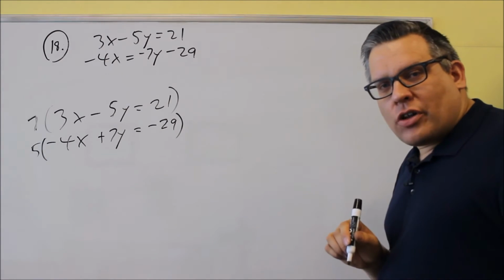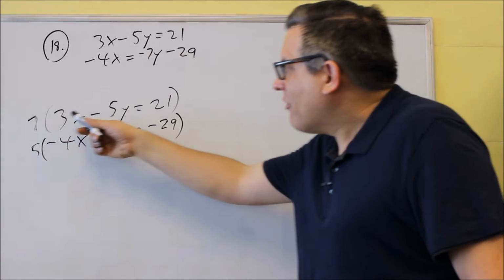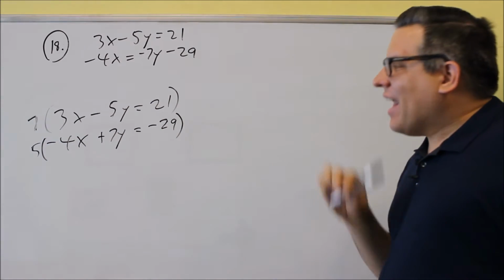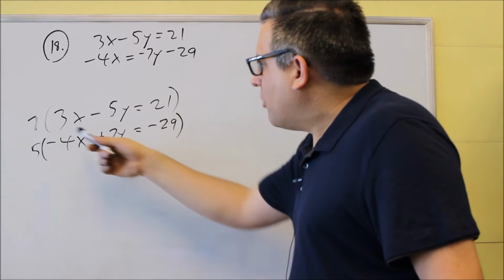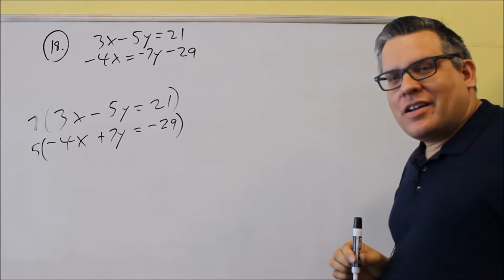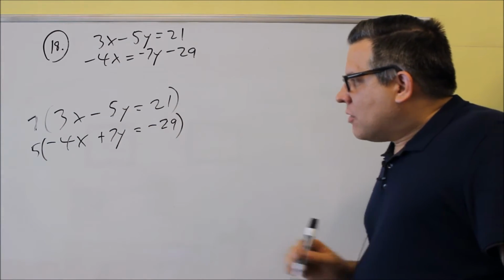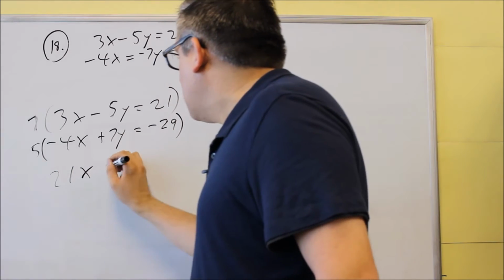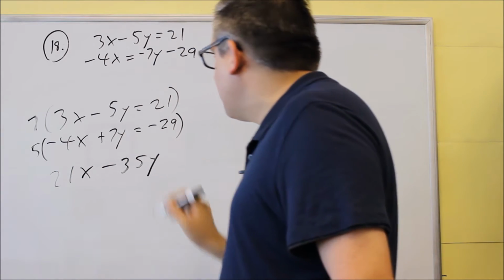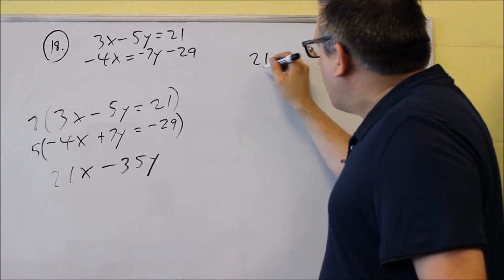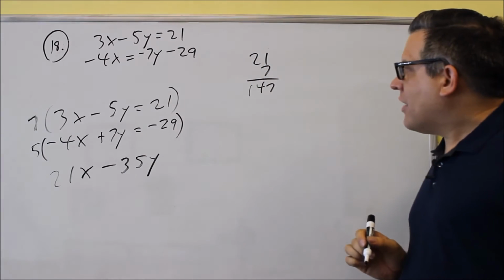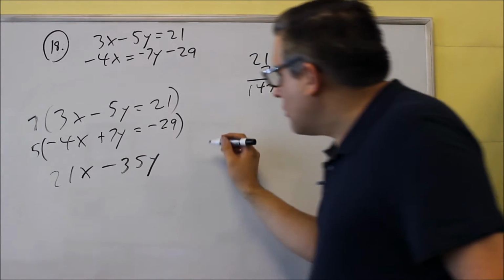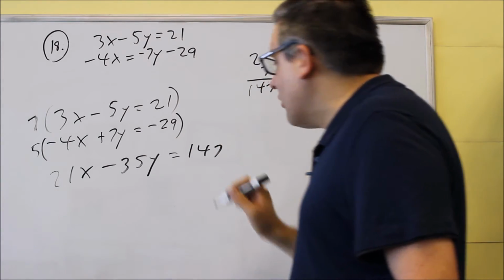The most important thing to remember when you're doing these is the 7 needs to be multiplied by everything on the inside. Not just the first numbers, you also have to remember to multiply after the equal sign. So we're going to do 21x minus 35y, and then 21 times 7, and when I multiply that, I get 147. So I get equals 147.